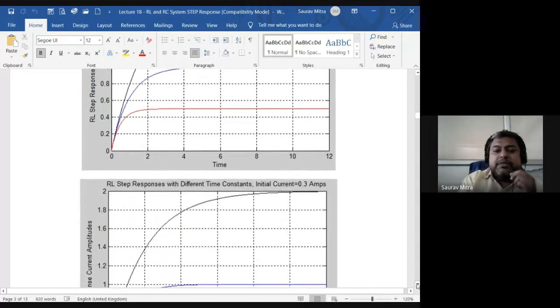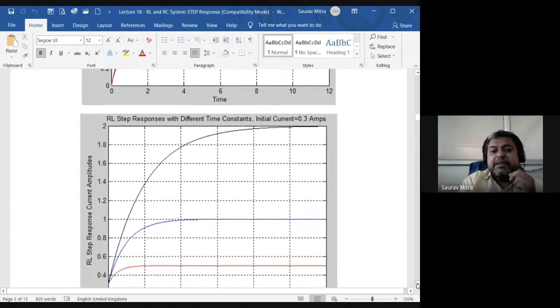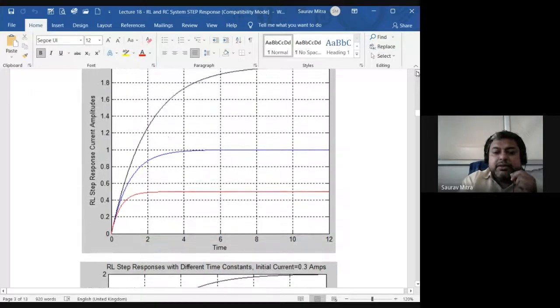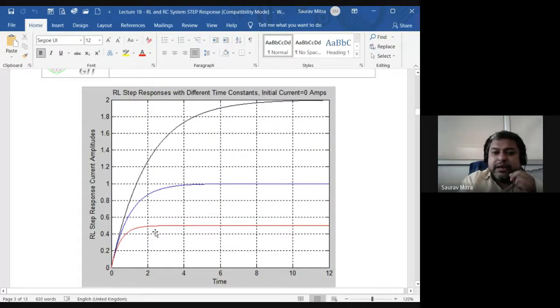Okay, so RL response with different time constant, initially 0.3 ampere. Now, another thing you have to see here. I think it is understandable. यहाँ पे लिखा नहीं है कुछ, but you can understand. Red will be high value of R, and black will be less value of R, because time constant is L by R, and smaller is the time constant, faster is the rise. Bigger is the R value, smaller is the time constant, faster is the rise. ये एक line लिख के रख सकते हो. For this graph, bigger is the R value, smaller is the time constant, and fast will be the rise.